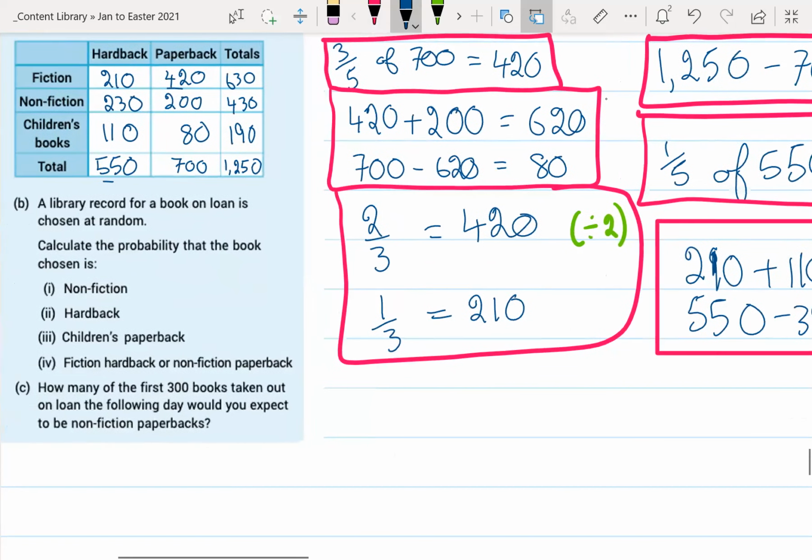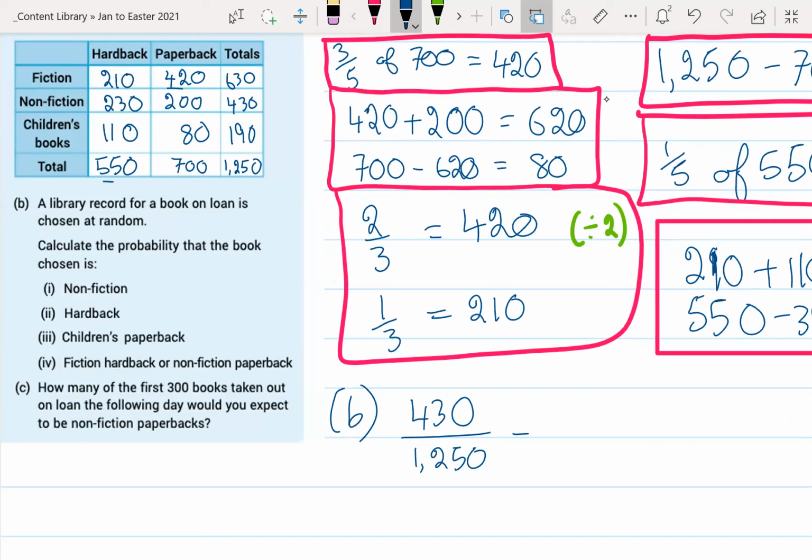Okay, let's look at B. A library record for a book on loan is chosen at random. Calculate the probability that the book chosen is non-fiction. So remember, the bottom part of a lot of these fractions will be 1,250. So non-fiction, well, there was 430 in total out of all of that.